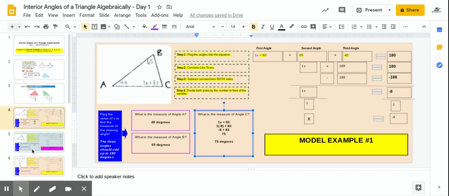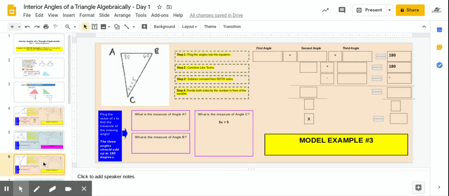Okay, you guys are going to complete now the you do example on slide 5. Okay, next model example. Again, I gave you another triangle. I gave you angle A and angle B. We have to figure out the measure of angle C.